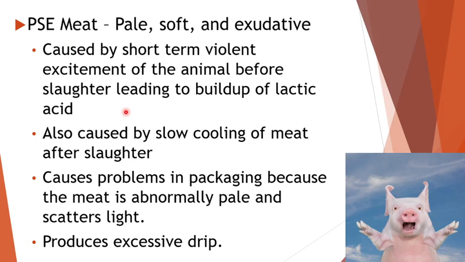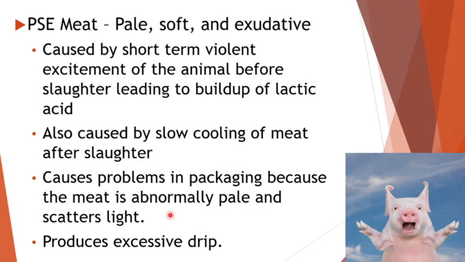So if the animal knew it will be killed, it sees the axe or the knife, and it got violent excitement, then the meat that would result would be pale, soft, and exudative. For the post-mortem cause, PSE meat can be caused by slow cooling of meat after slaughter. Now, what would happen if our meat is PSE? Then it would cause problems in packaging because the meat is abnormally pale and it scatters light.